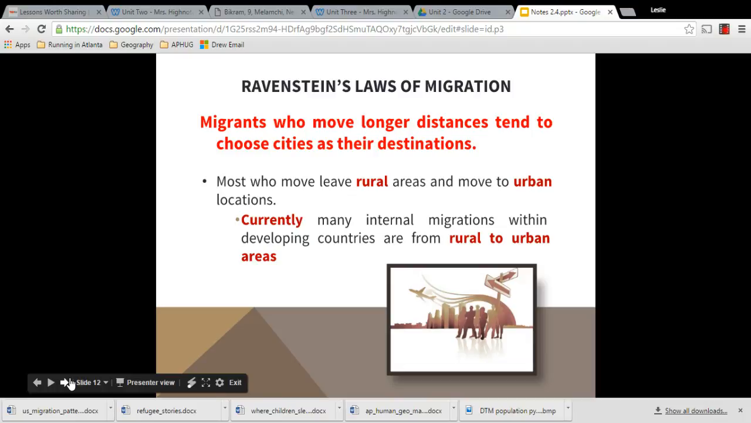The second law of Ravenstein's laws of migration is migrants who move longer distances tend to choose cities and urban areas as their destinations. Most who move leave rural areas and move to urban areas. Currently, many internal migrations within developing countries are from rural to urban areas. For the first time, we are starting to see population trends that suggest that the majority of people live in cities or urban areas now as opposed to rural or more agricultural areas.